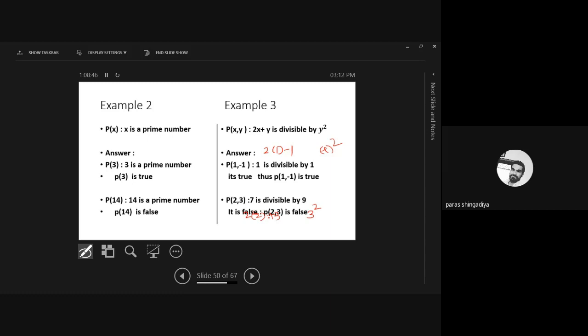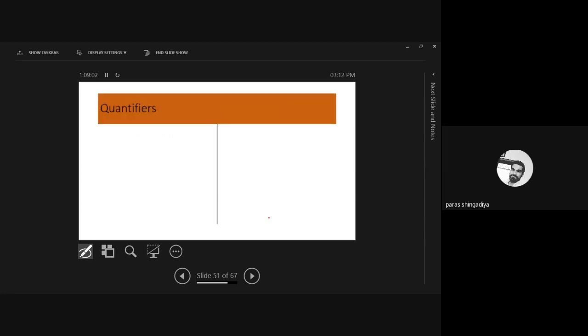Is there any confusion? So here we'll stop in this lecture. First we'll take the attendance and then we'll start the quiz. If you have any doubt in this theory, please ask. In the next lecture we'll start the quantifier.